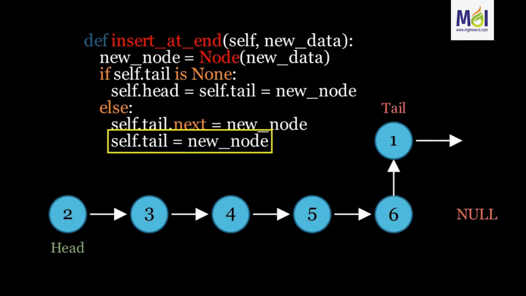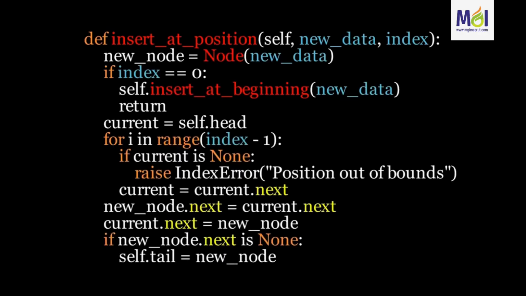Both inserting at the beginning and at the end of a linked list are constant time operations because they involve only a few pointer changes. Next, we'll discuss inserting at a specific position in the list.